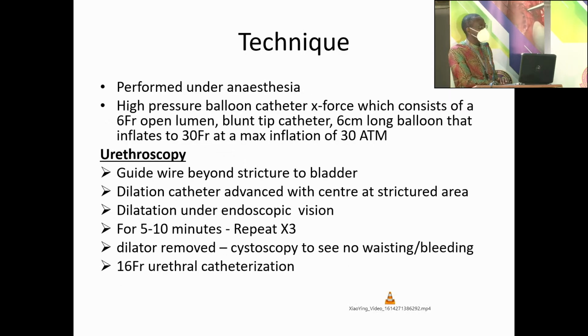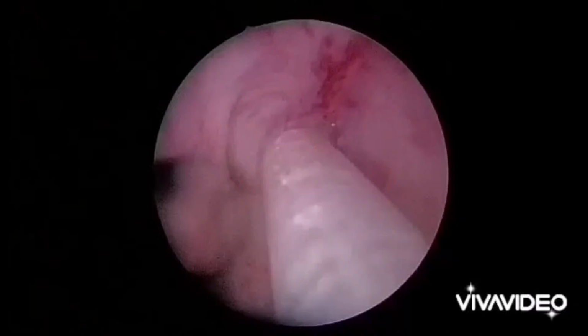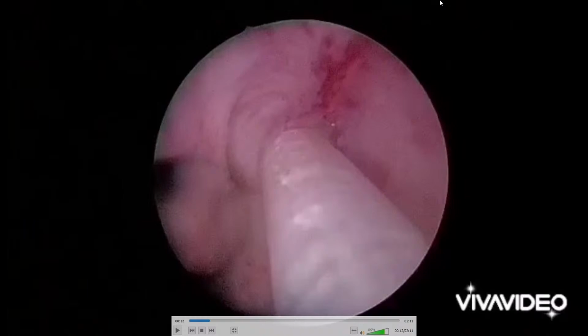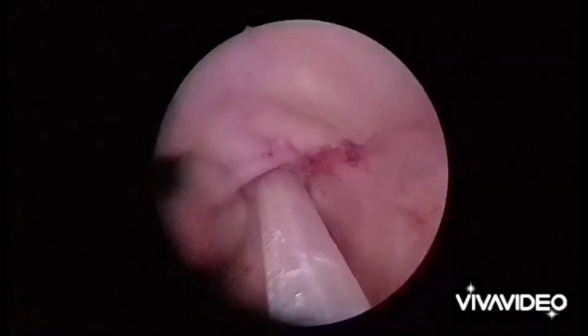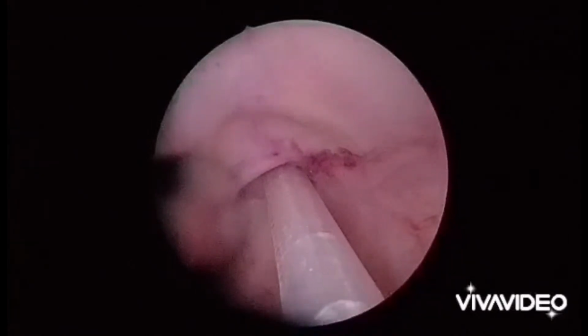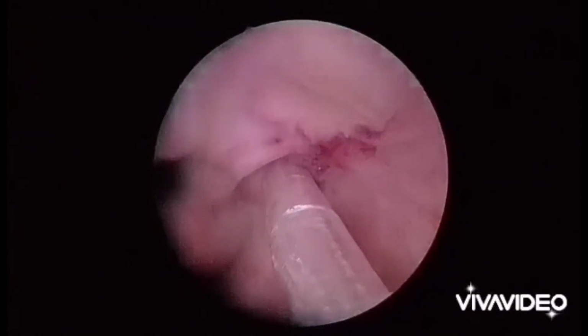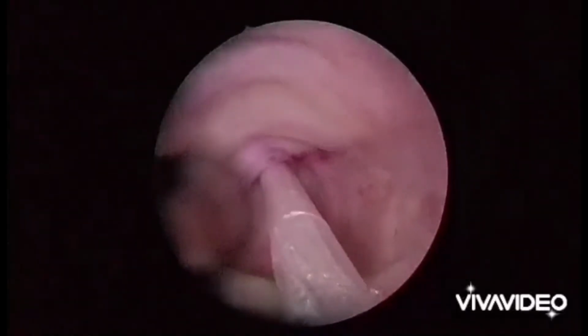The technique is simple. It's performed under anesthesia. You can do it under local anesthesia or general anesthesia or spinal. And really what you do is that you have a high pressure balloon. I use the X-Force, which is used for nephrostomy tract dilatation, and is a 6 French, and it has 3 lumens, one for contrast, one for ballooning, and one for passing a guide wire.